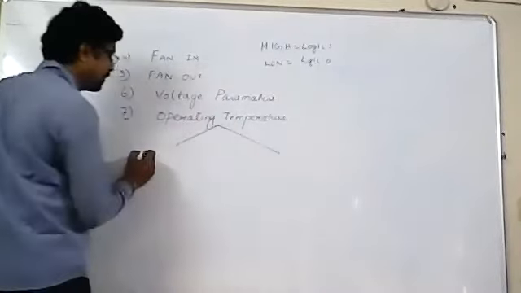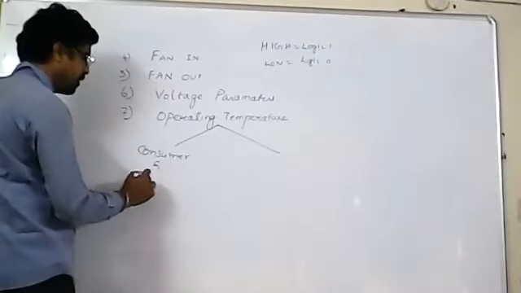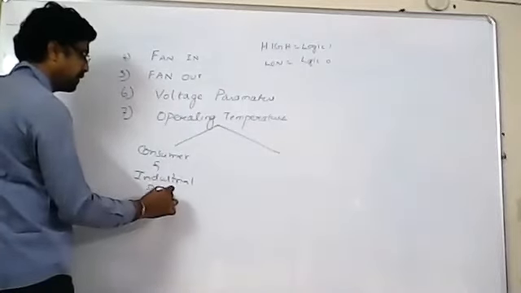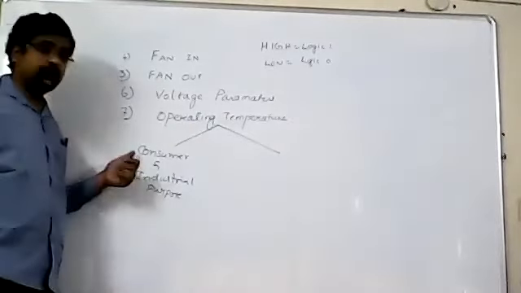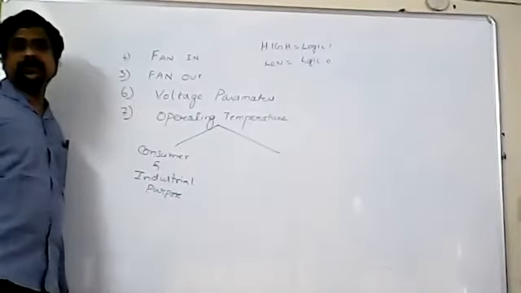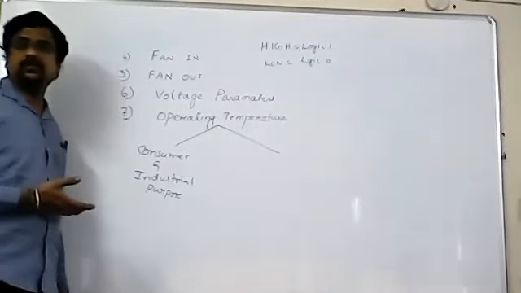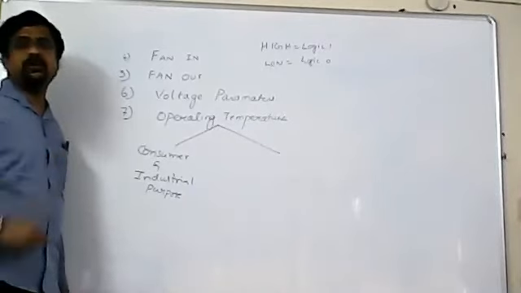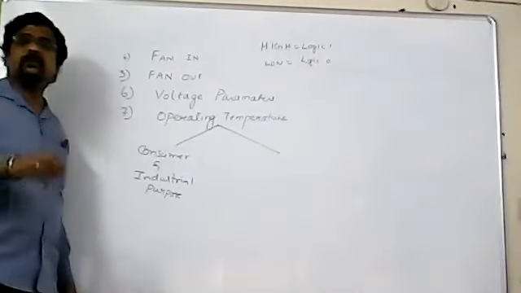One is consumer and industrial purpose. Consumer means whatever we use in our day-to-day things, like when you purchase a TV or a music system. All these are consumer products, which you consume at your home in your day-to-day life. Then industrial, which are specifically used for industrial purposes.